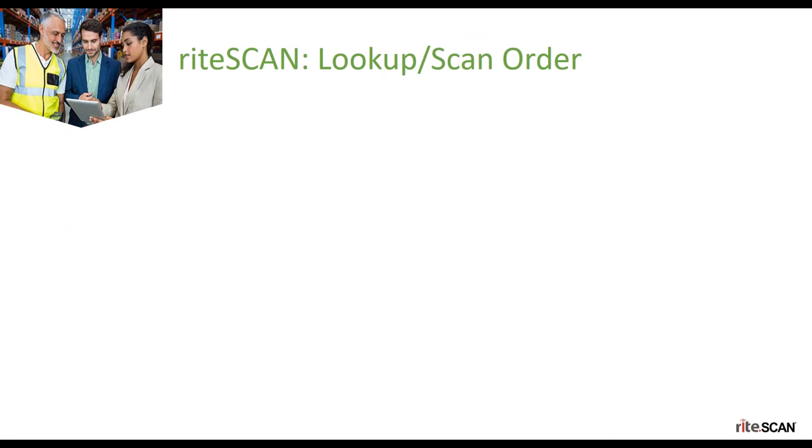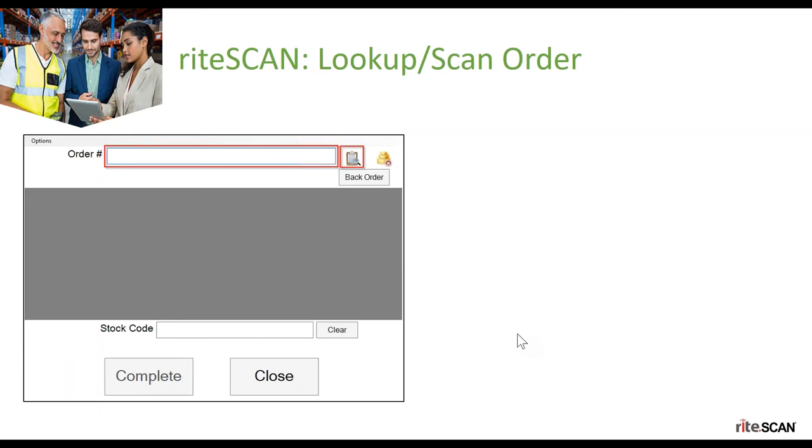So let's walk through what an operator would see from a riteSCAN perspective. Even though we talked about these 3 different methods, from a riteSCAN perspective, the workflow to the operator is going to be very similar no matter which method you set up and configure with the riteSCAN system. So the first step in the process, the operator is going to scan or look up the order.